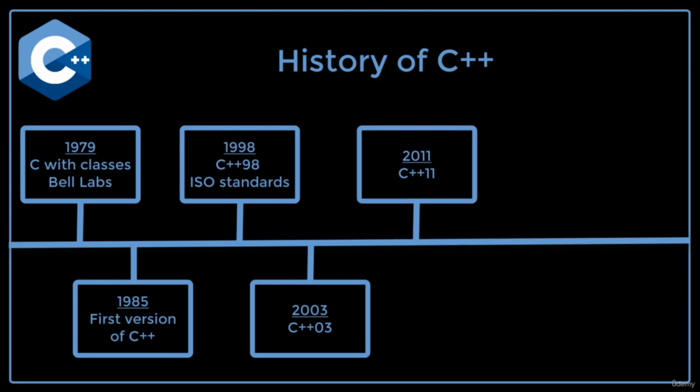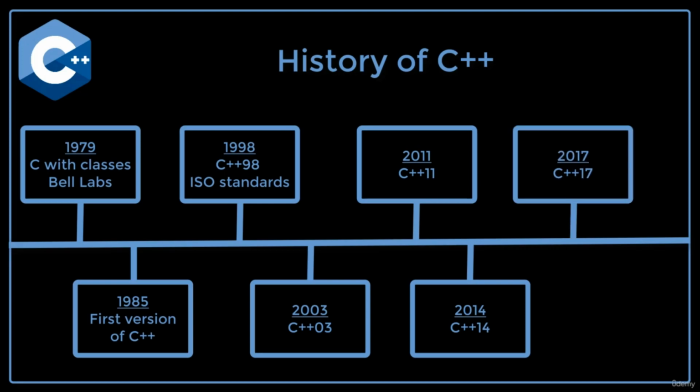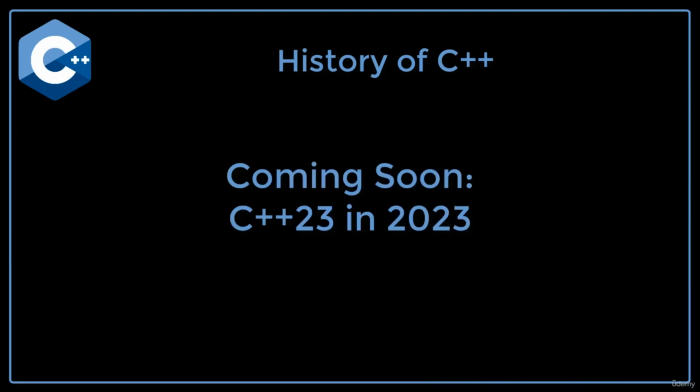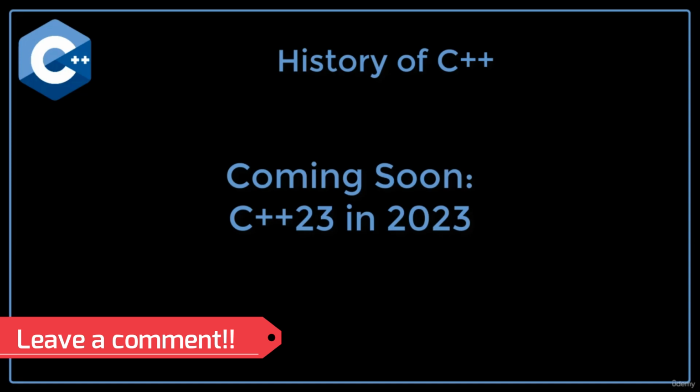This was followed by C++ 11 in 2011, and after that, a new version of C++ has been released every 3 years. It was followed by C++ 14, C++ 17, and most recently C++ 20 in 2020. The next version of C++ is slated to be released in 2023.